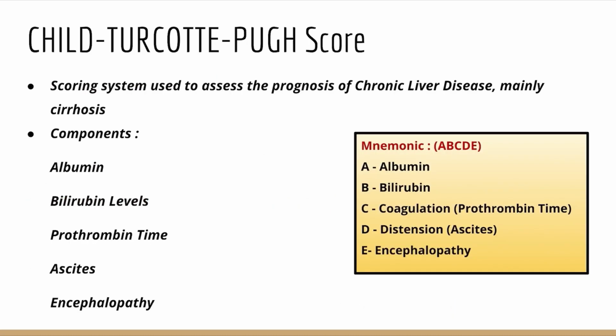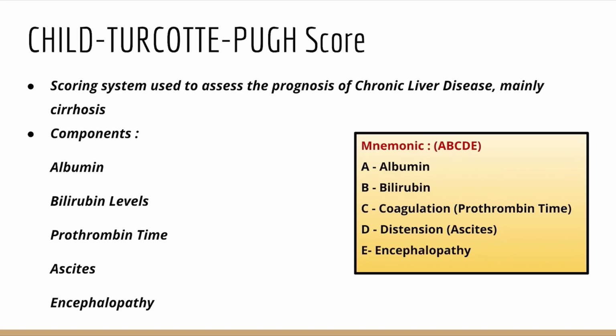So first, the Child-Turcotte-Pugh score. It is a scoring system used to assess the prognosis of chronic liver disease, mainly cirrhosis. The components here are albumin levels, bilirubin levels, prothrombin time, ascites, and encephalopathy. So there are five components of CTP score.